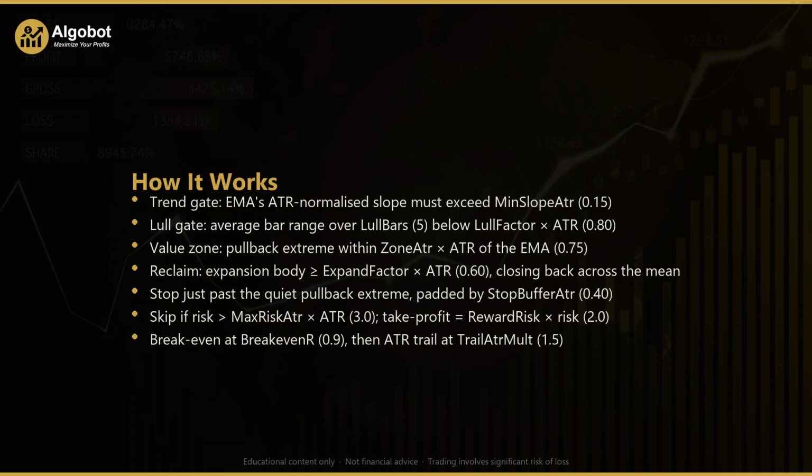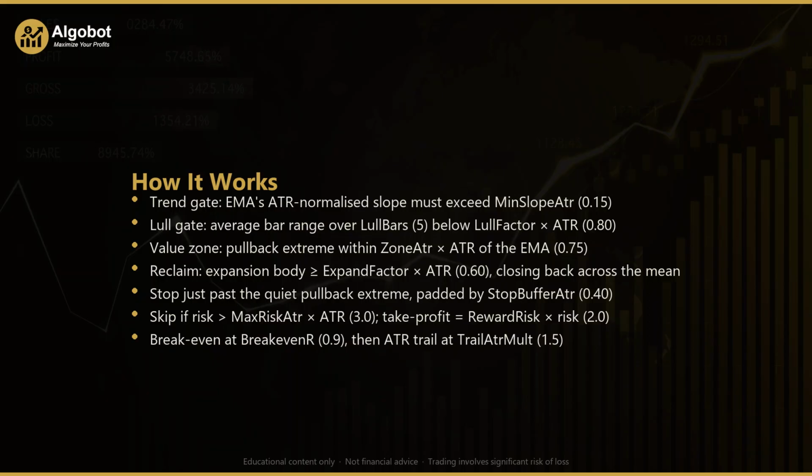Everything is evaluated once per completed bar, so the strategy is patient and does not act on unfinished candles. The first condition is the trend gate. The strategy measures the exponential moving average now versus its value a number of bars ago, set by the slope lookback of 8. It then divides that change by the average true range. This gives an ATR-normalized slope, a scale-free reading of how strongly the mean is rising or falling. If that slope is above positive 0.15, the strategy treats the market as an uptrend. If it is below negative 0.15, it treats it as a downtrend. If the slope sits in between, nothing happens.